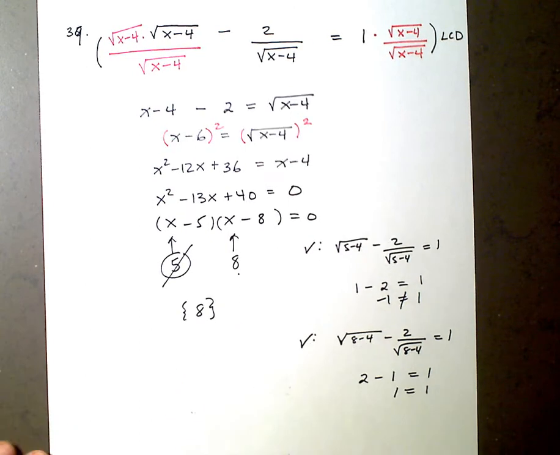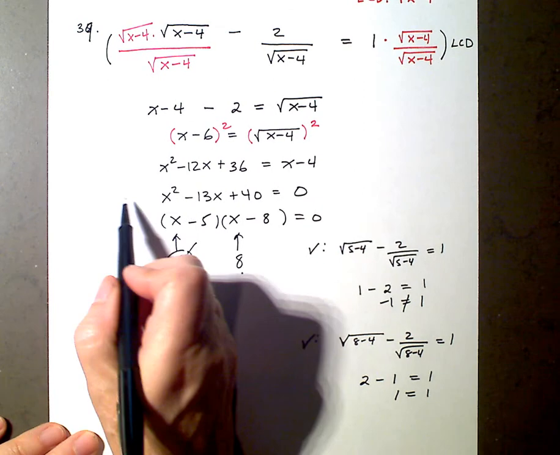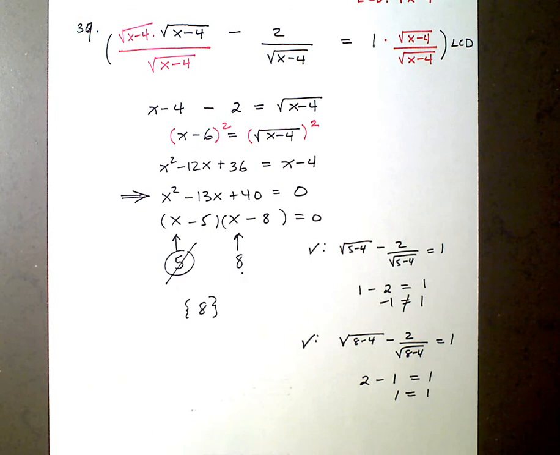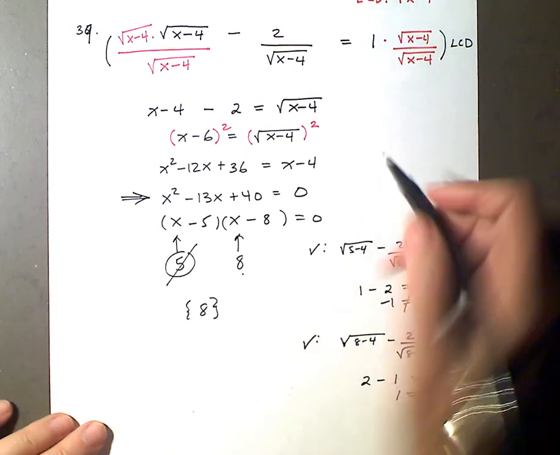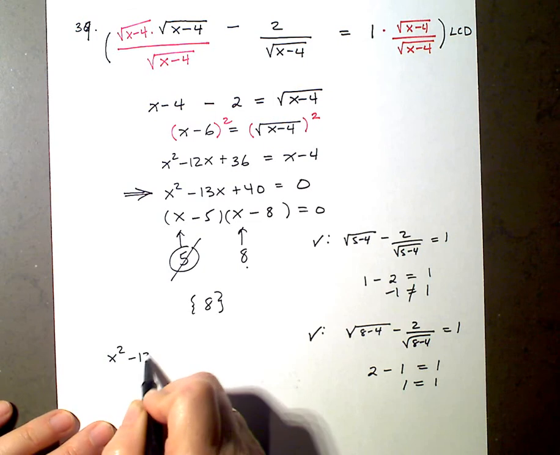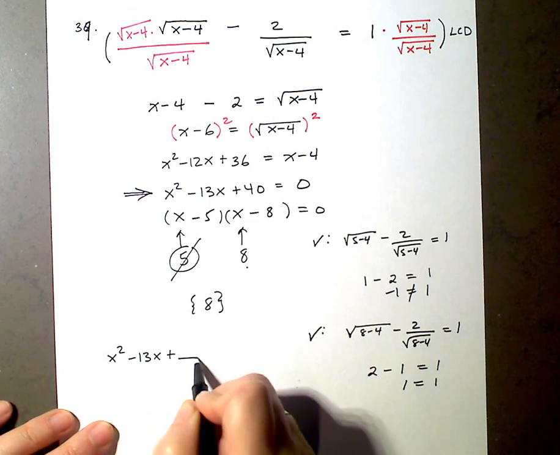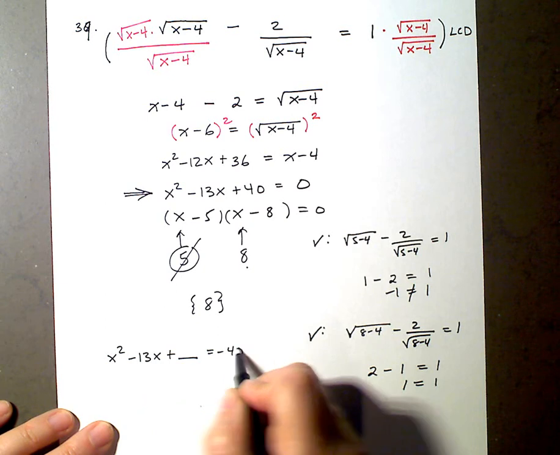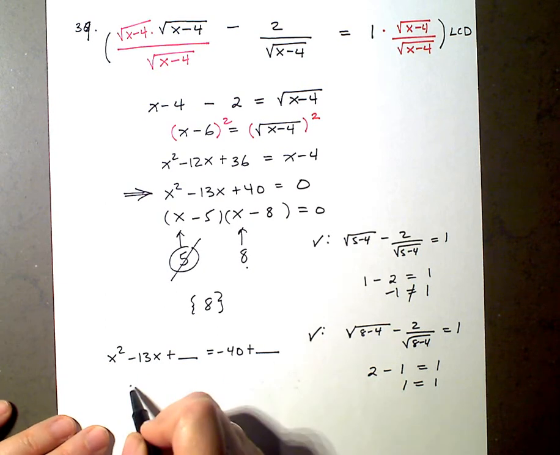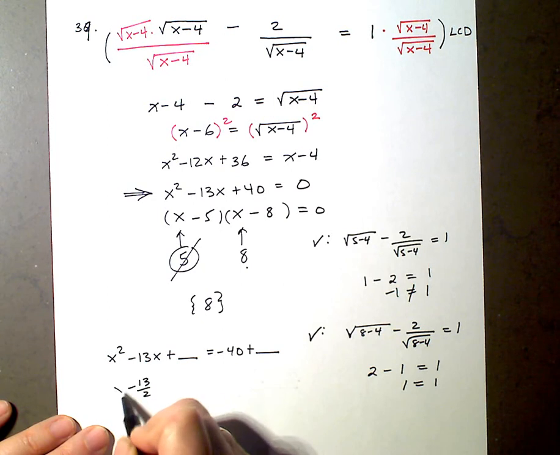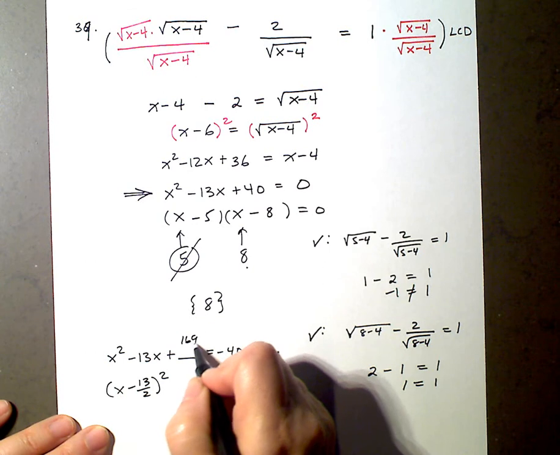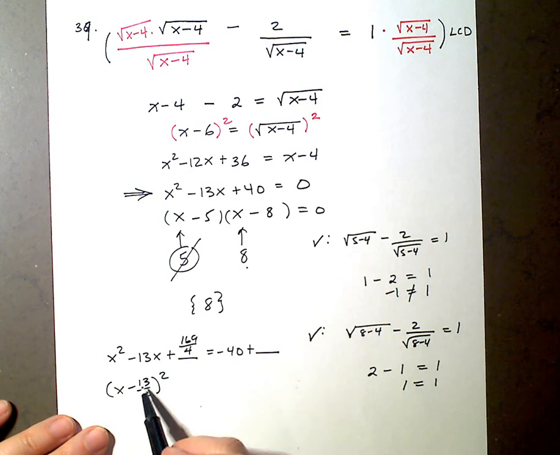Okay. However, I could have also, instead of factoring right here, I could have used completing the square. So I'm going to show that in case you did that. We would start with x squared minus 13x plus blank to complete the square equals negative 40 plus blank to complete the square. So I would take negative 13 halves, and when I square that I get 169 over 4.